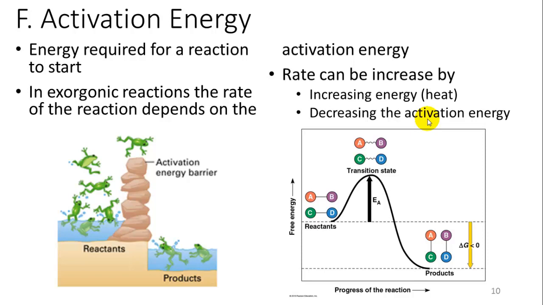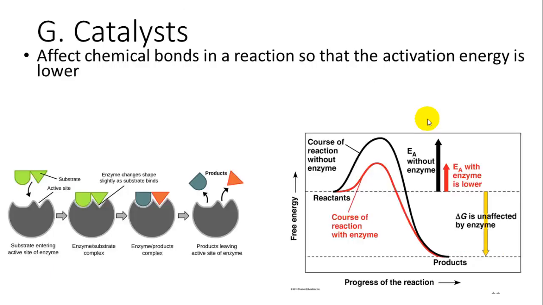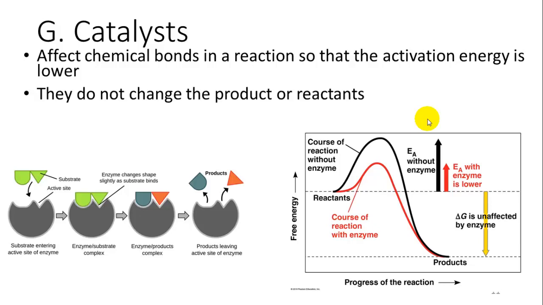Well, how might you decrease the activation energy? Well, that is done through what is called a catalyst. And a catalyst affects the chemical bonds in a reaction so that the activation energy is lower. So it facilitates the reaction. However, they do not change the products or the reactants, and they also don't change themselves. So it's really exactly that. A facilitator takes in the reactants, allows them to be reconfigured in a way which is favorable, and then causes the reaction to occur.